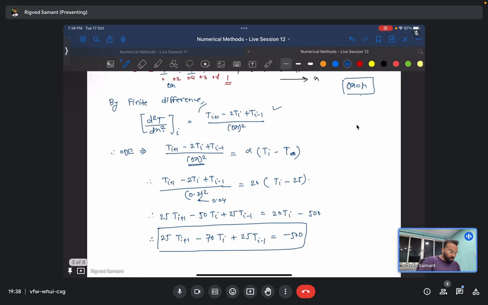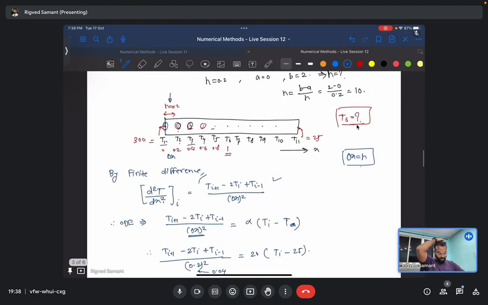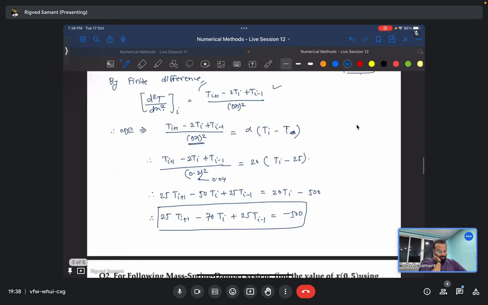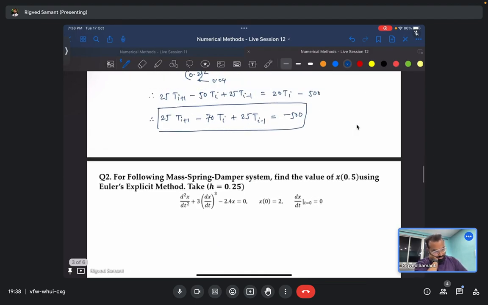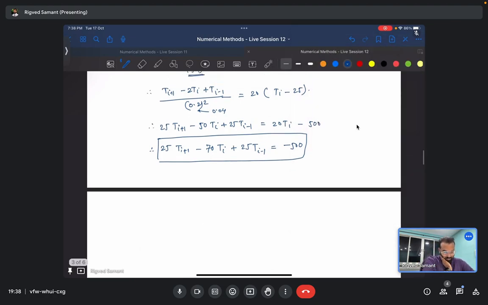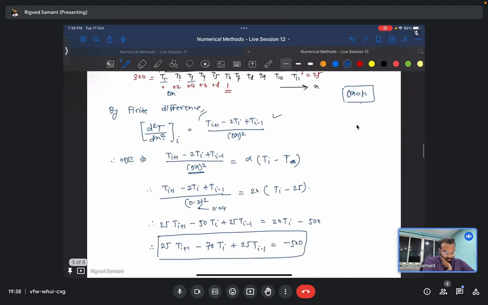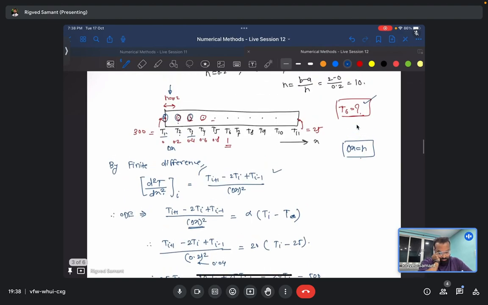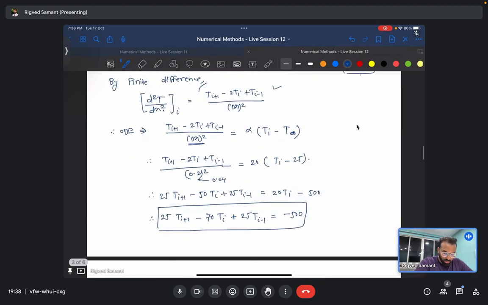But what you want is the value at T6. What can we do, can anybody suggest? You have this equation, you only have values at the start and you have only the value at the end. You can write it in the matrix form. So how will we get that?